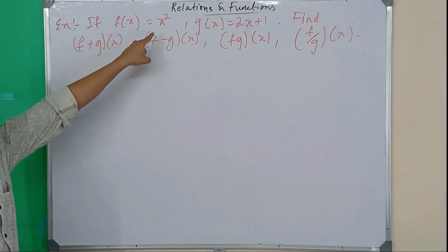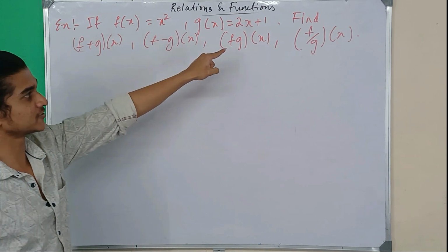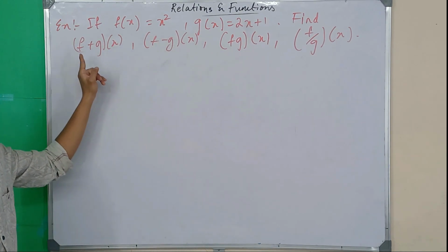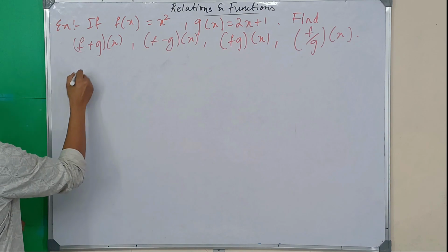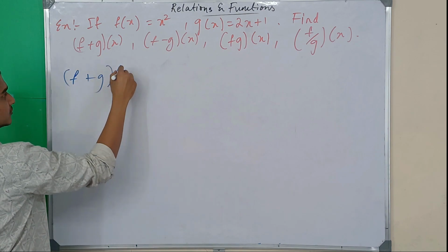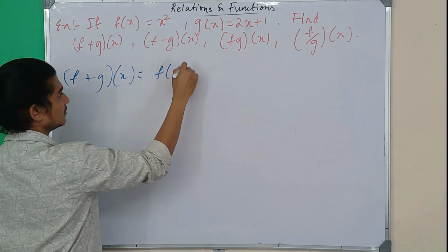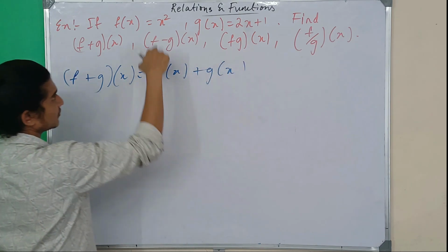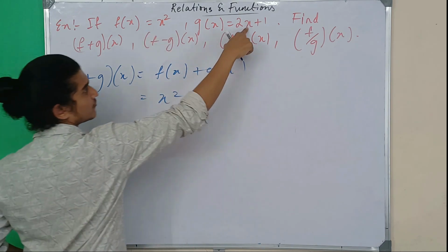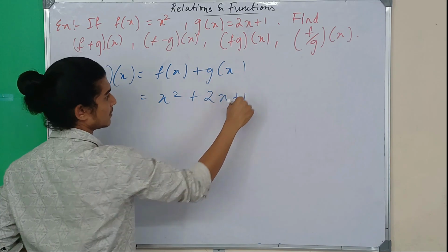If f of x equal to x square and g of x equal to 2x plus 1, we're supposed to find all these things. So let's find the first one, which is f plus g of x. So use the formula: f of x plus g of x. So what is f of x? f of x is x square, g of x is 2x plus 1. So this is the first answer.